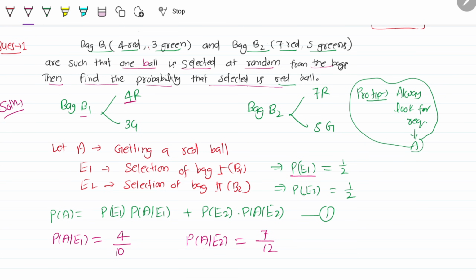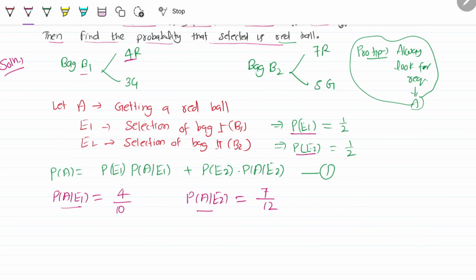Now put these values in equation 1. It means the probability of getting a red ball: P(E1) is 1 by 2, P(A given E1) value 4 by 10, P(E2) value 1 by 2, P(A given E2) value is 7 by 12.